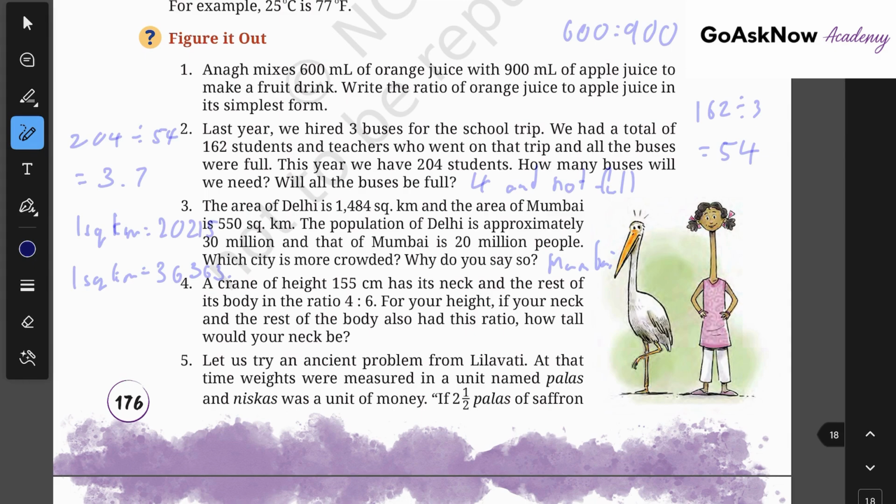Since the ratio is 4:6, the total number of groups is 10. So we do 187 divided by 10. You should get 18.7. Then you do 18.7 times 4 for the neck. So my neck is 74.8 centimeters long, which is pretty unusual for a neck.